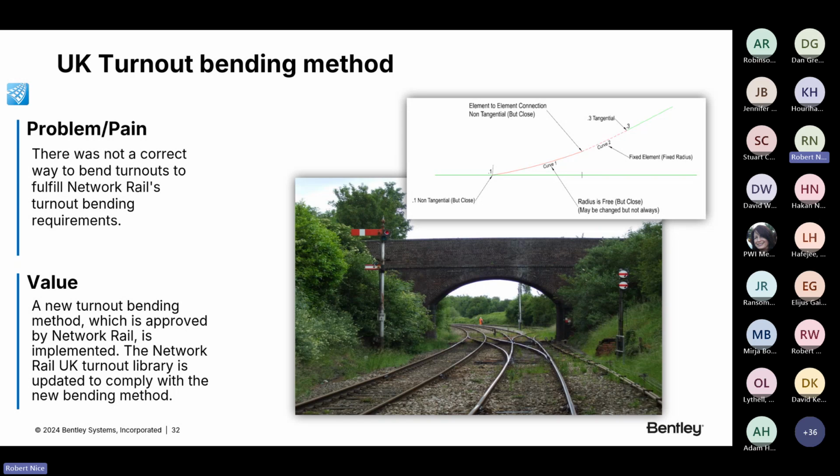I think it's still going through the approval process. I think it's finished that, but it's internally with Network Rail. But there are three new turnout libraries. They will be delivering and controlling them, and we will bend, certified by them that everything is good. So that will be used in 2024, the bending method.